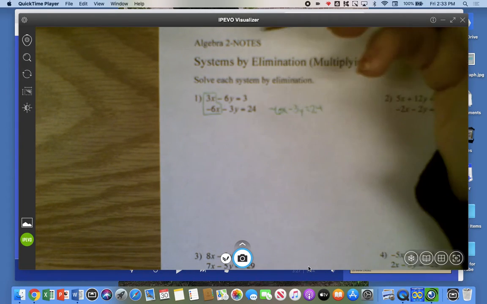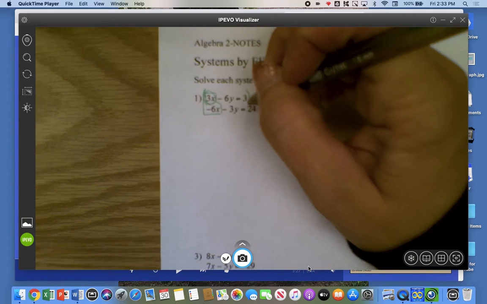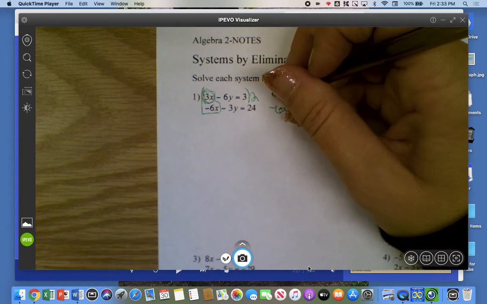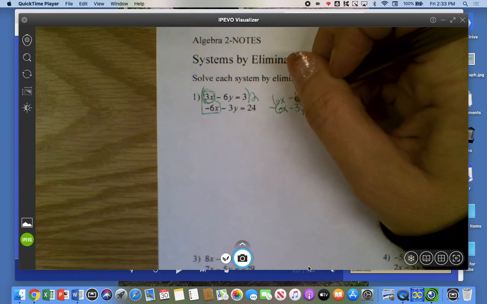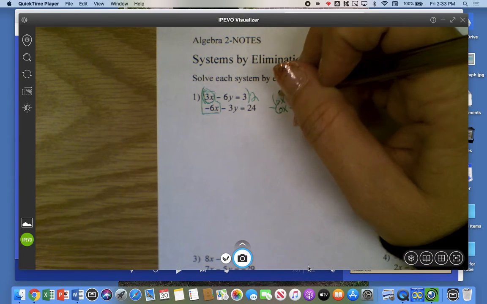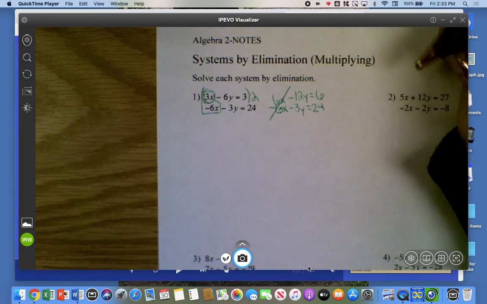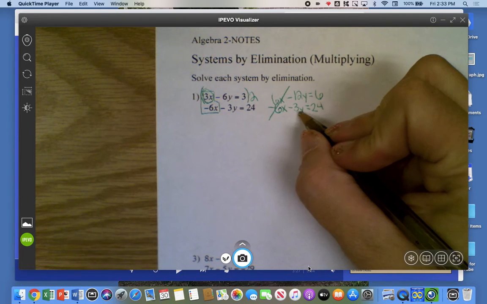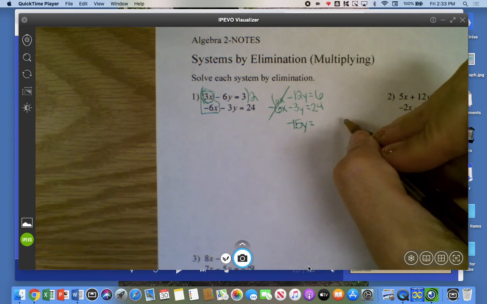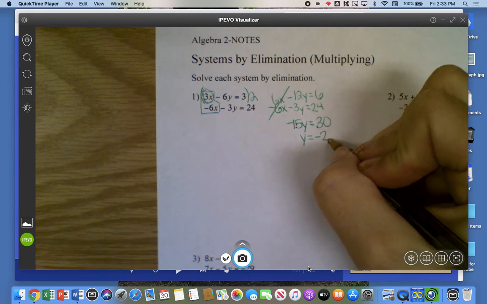Now, the top equation, if I want to make this term a 6x, I would need to multiply this equation by 2. So we're going to multiply the entire top line by 2 to get 6x minus 12y equals 6. Now, our 6x's, we have a positive and a negative 6, so we can eliminate those and then combine what's left. So a negative 12 and a negative 3 gives me a negative 15y, 6 and a positive 24, so we're going to add those and we get 30, and we divide to get negative 2.